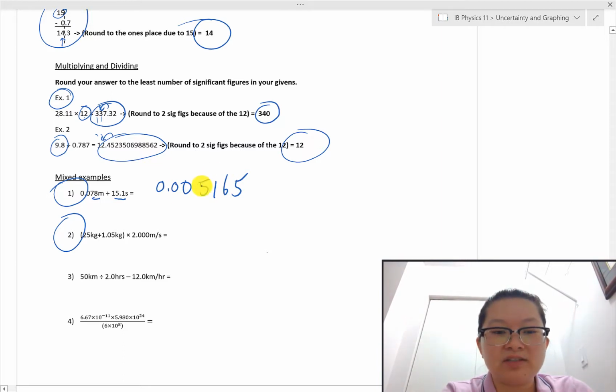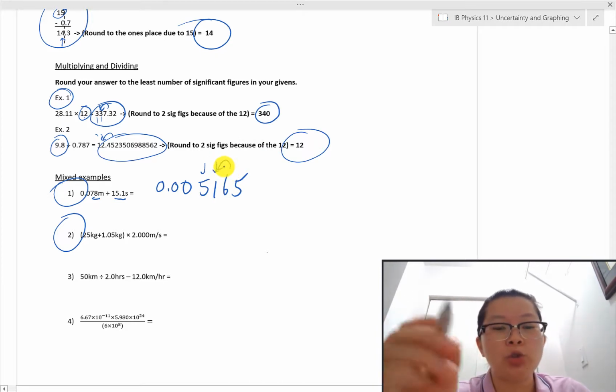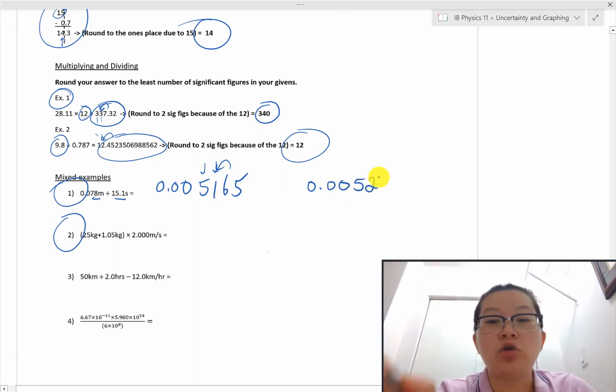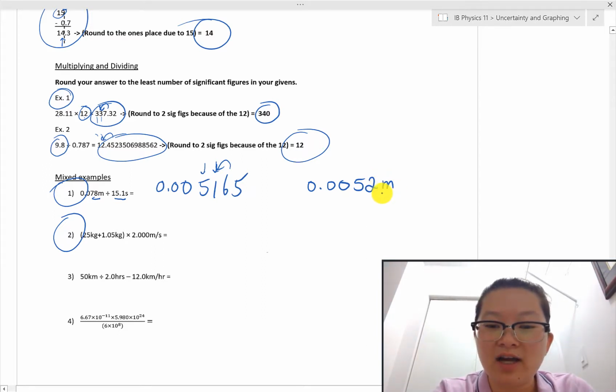Keep looking at my place value. The highest ones are the 5 and the 1, which means I'm going to take the 6 and round the 1 up to a 2, leaving my answer as 0.0052. Don't forget units. Remember, I want houses, not apples, right?